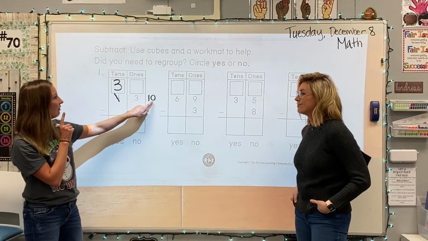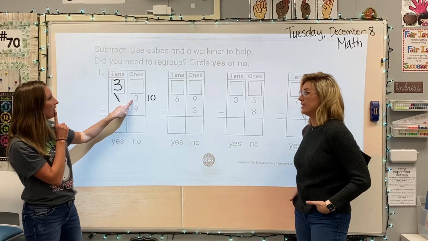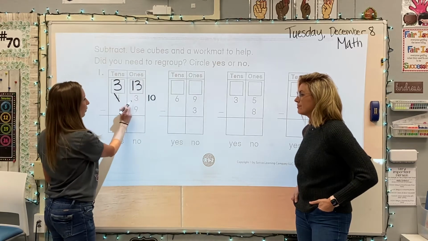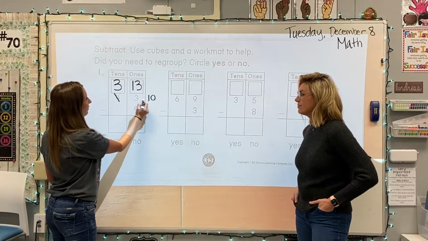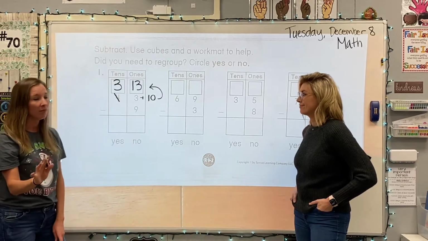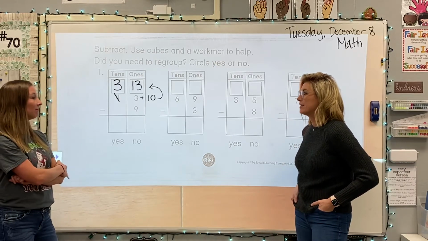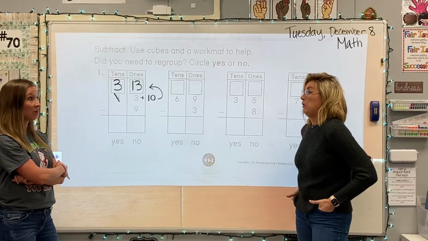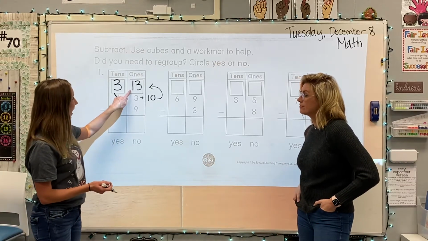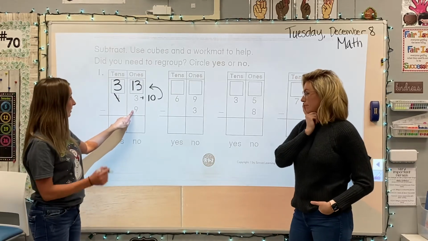Well, if we have 10 coming over and we have 3 at the top, how many would that be altogether? 13. Yeah. So we're going to smush our top number with that group of 10, and they're going to come in the attic together just for a little while. We're not done. We didn't actually do any subtraction yet. No, we didn't. All right. So I now need to subtract 13 minus 9 to get my answer.